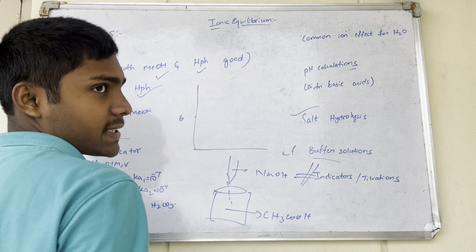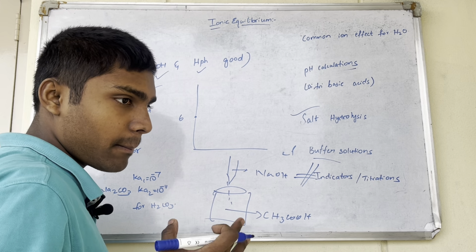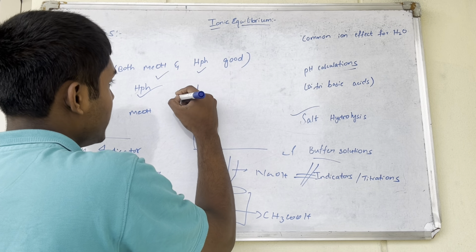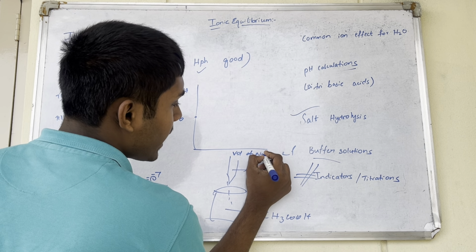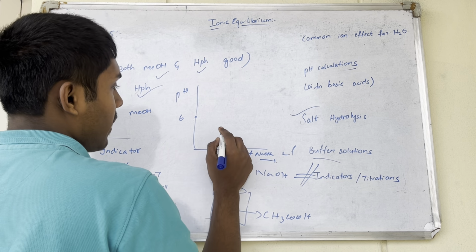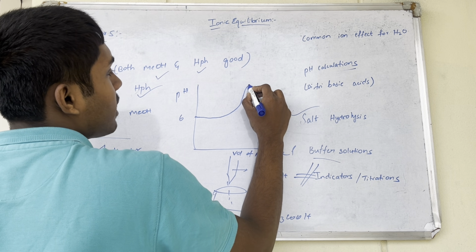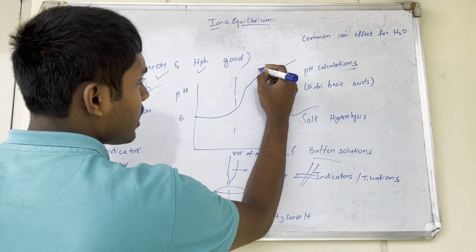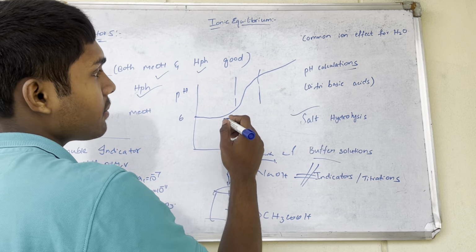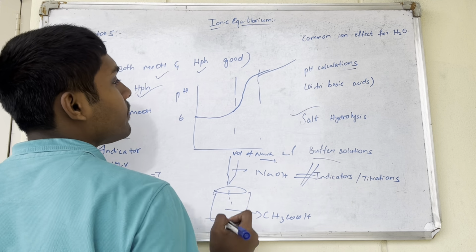Suppose this point is some 6. Now on adding NaOH, the pH will increase. So this is a pH versus volume of NaOH added. Correct? So it is starting from here, it will go like this. At a particular point it will be like this. So this is a region where the equivalence point is observed, where the curve is somewhat steep enough, like this.